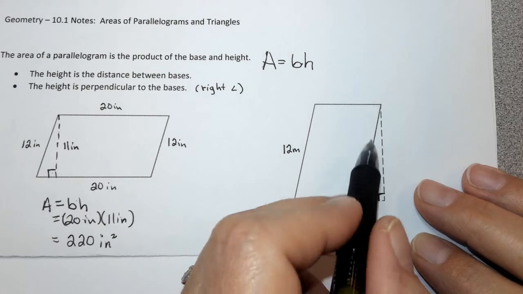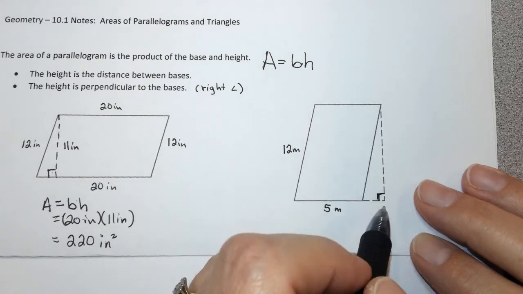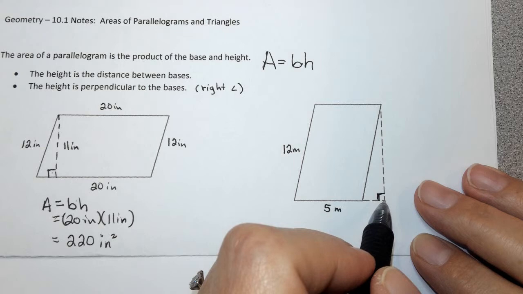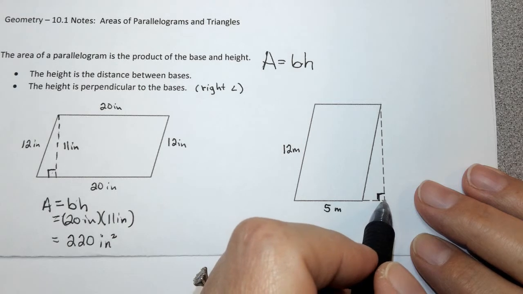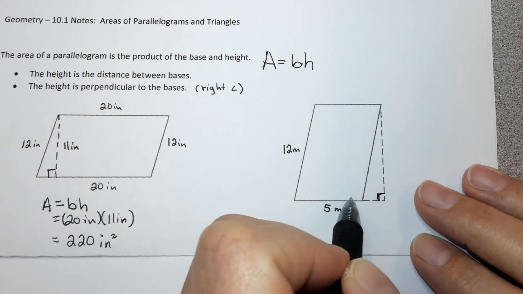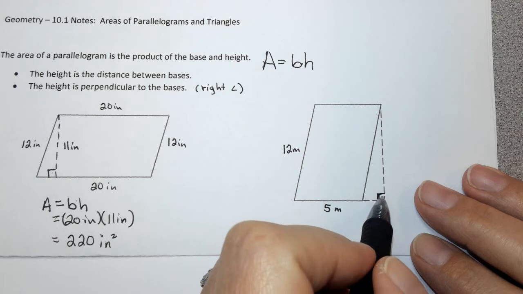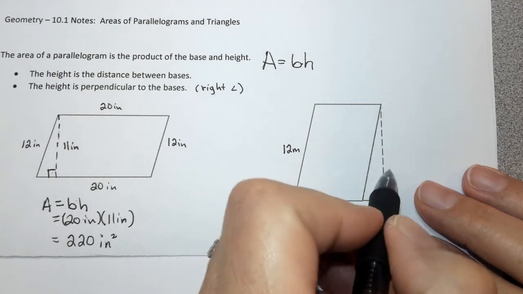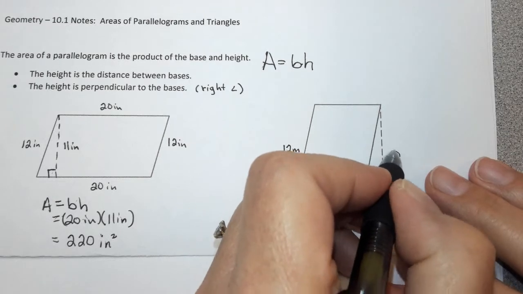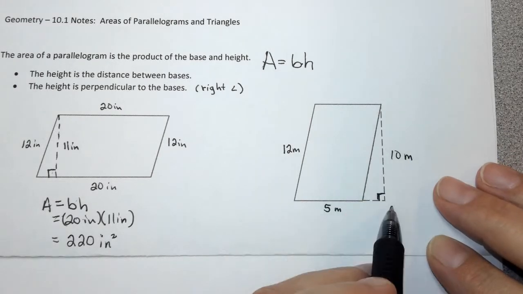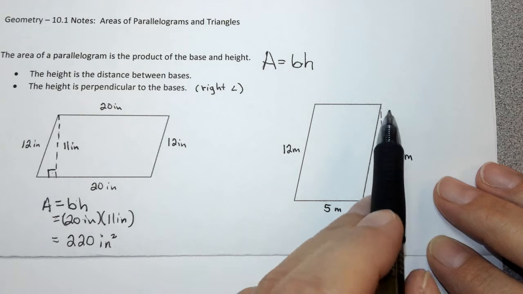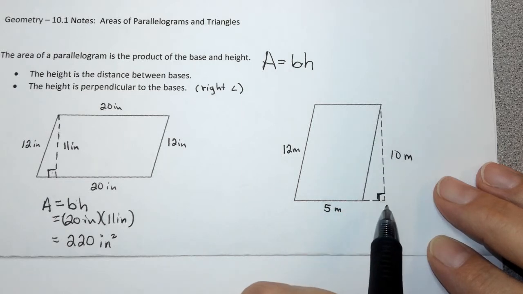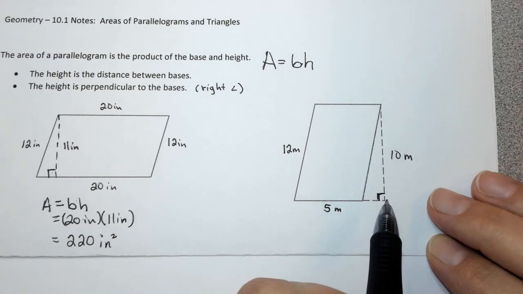If we know the height of the parallelogram, it means we have to know the distance from the base, which is down here, sort of lined up with this 5-meter side, all the way up to the top opposite corner. Let's say that that measurement is 10 meters. So the height of this one is 10 meters, and it's along the dotted line. It's not actually a side of the parallelogram.